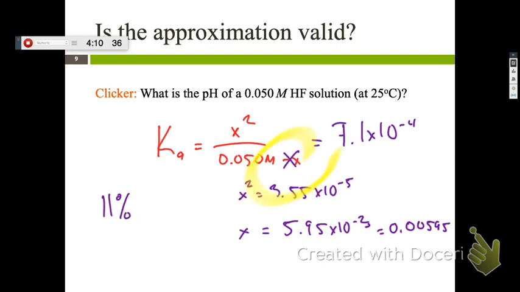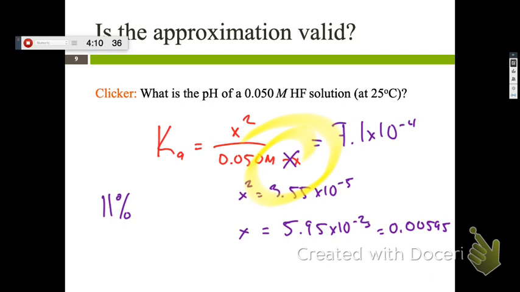So we would have to do the quadratic on this. A good exam question for exam 3 would be, do you have to do the quadratic or not for this problem? Basically, if it's above 5%, then you should do the quadratic. If this ends up being more than 5% of our initial, it means that this approximation is not valid, and we have to be more accurate.